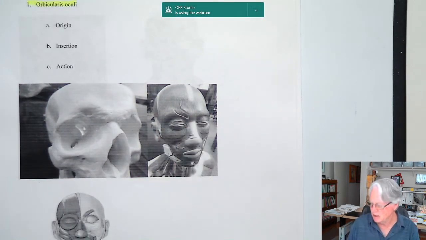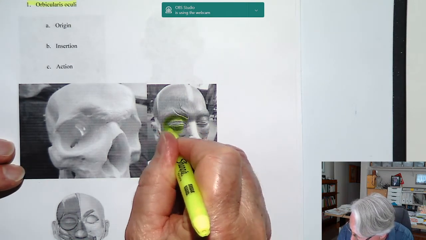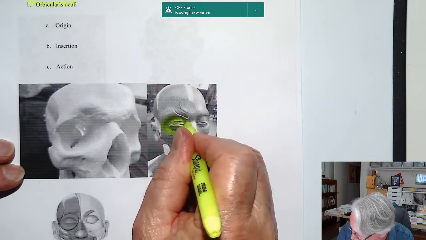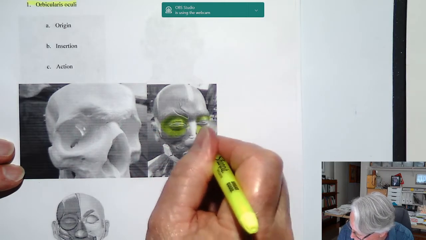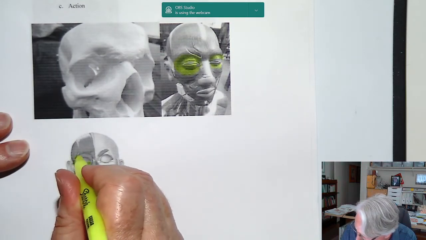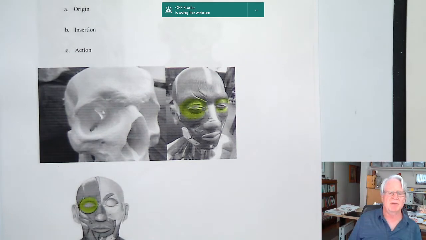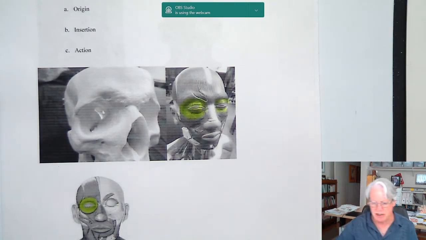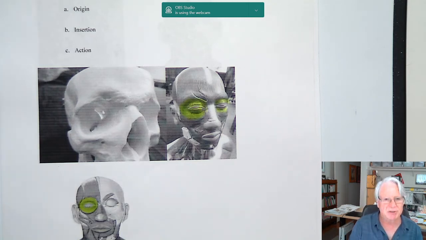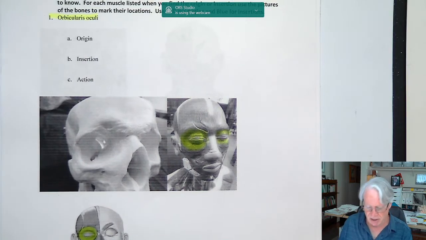I'm going to use a yellow highlighter just to bring that into focus a little bit. There it goes. And there's actually one a little bit on this side too. You can see it right here. That's the orbicularis oculi. Okay. Let's go ahead and get the information that we need for that muscle first, and then I'll show you some more images, and we'll talk about origin, insertion, and action.